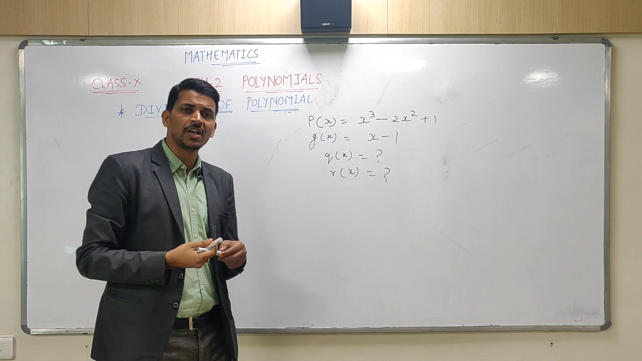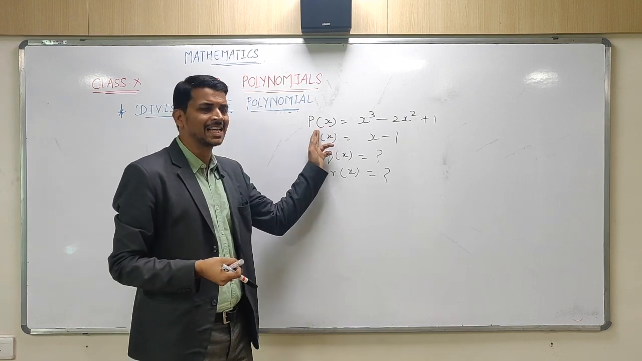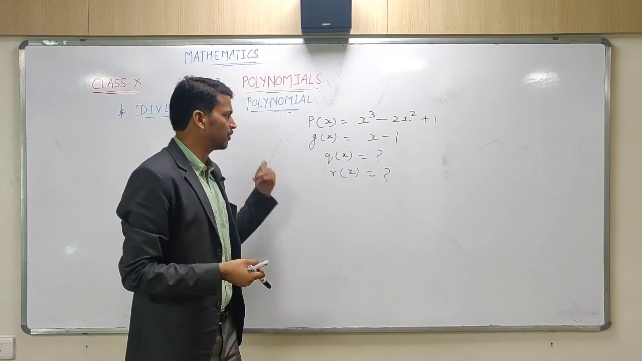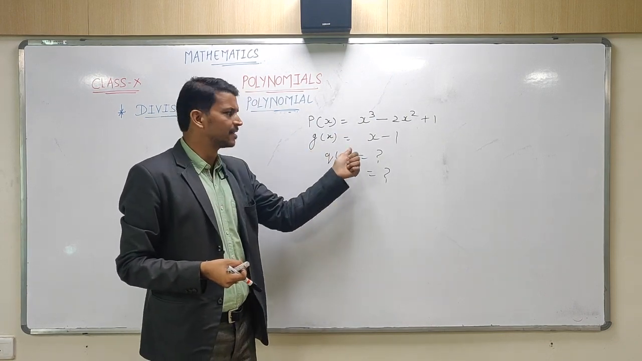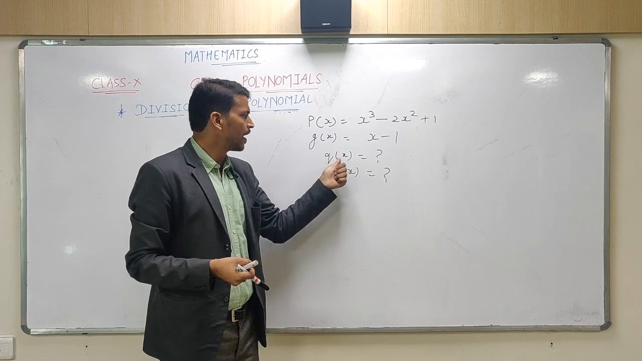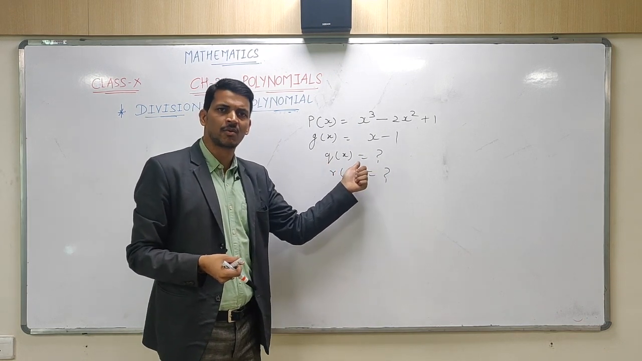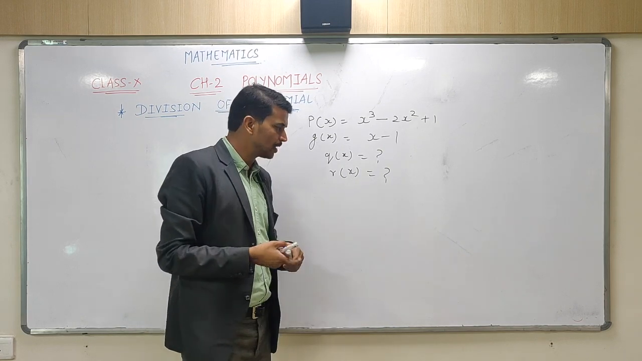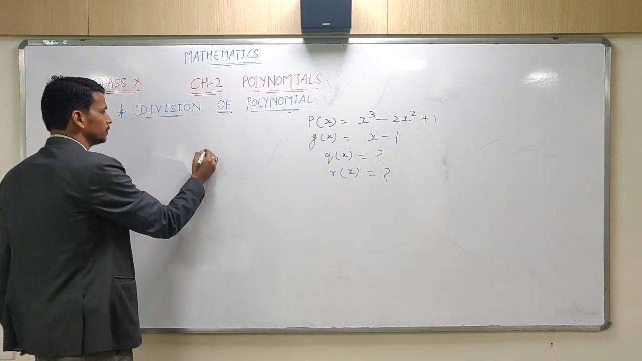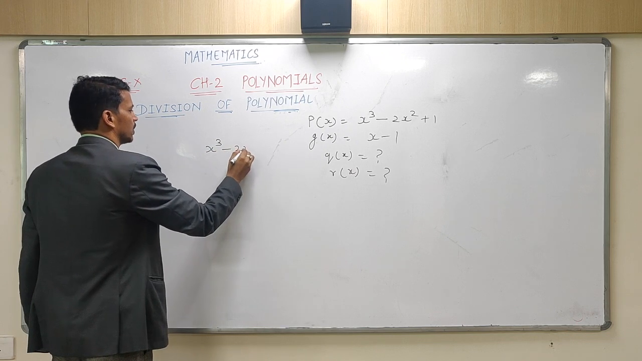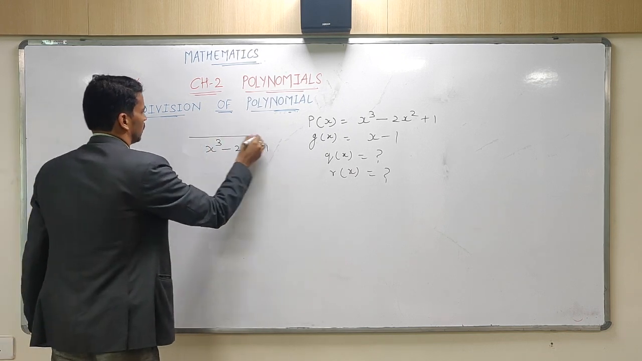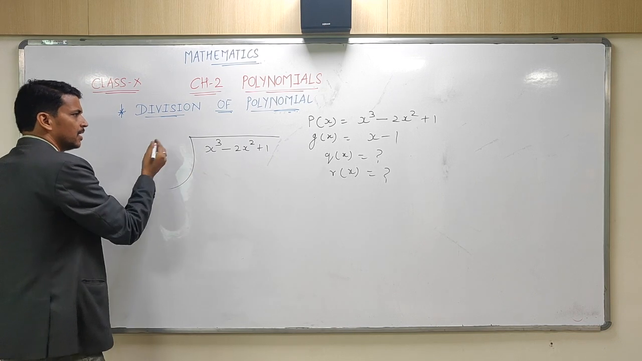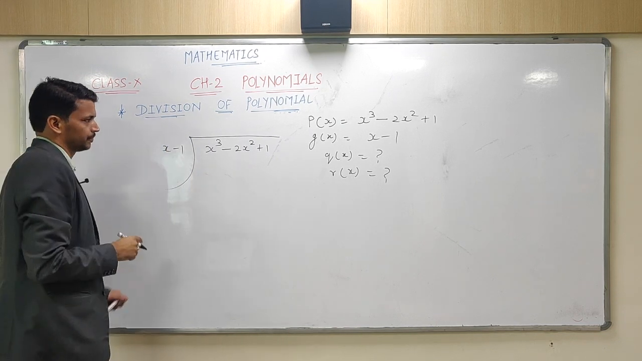So in case of polynomials we denote the dividend as p(x), that is x cube minus 2x square plus 1, which I took for the explanation of this topic. The divisor is g(x), that is x minus 1. We need to find q(x), the quotient of this particular division, and r(x), which is the remainder. Let us perform the division. x cube minus 2x square plus 1 divided by, this is the normal symbol to represent division, g(x) as x minus 1.